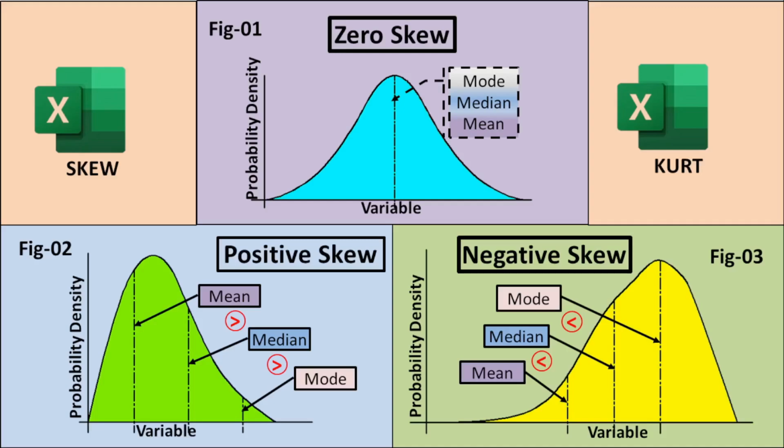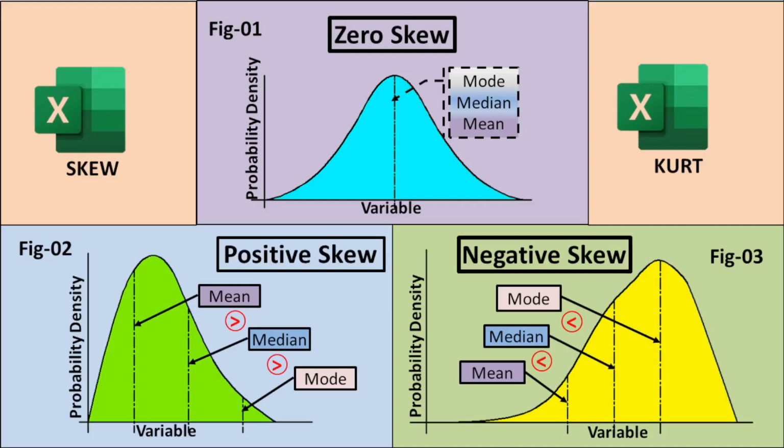Overview. We'll start by understanding the concept of SKEW, a measure of the asymmetry in a distribution. In a zero-skewed distribution, the data is evenly distributed around the central point, and the mode, median, and mean are approximately equal. In a positively skewed distribution, the tail on the right side is longer, while in a negatively skewed distribution, the tail on the left side is longer.